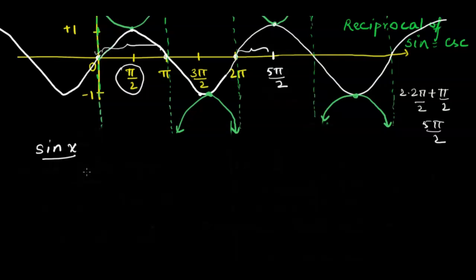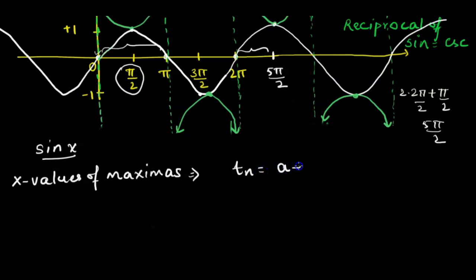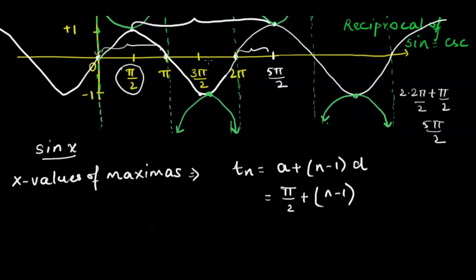So this is also going to be represented using the arithmetic general equation. In order to find the x values of maximas, we use Tn is equal to a plus n minus 1 d formula, where a is the first time we see the maxima. We can pick any point we feel like. So we would pick pi by 2 plus n minus 1 times the common difference, which is the difference between the two maximas, and that is 2 pi.